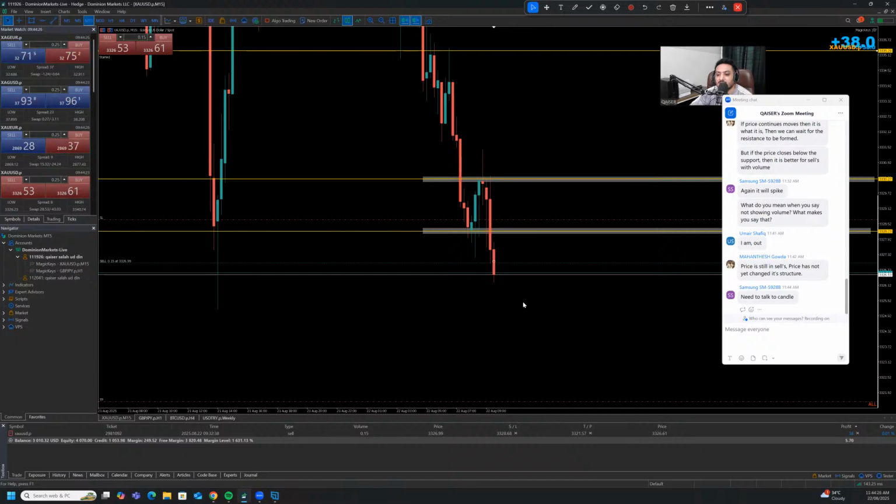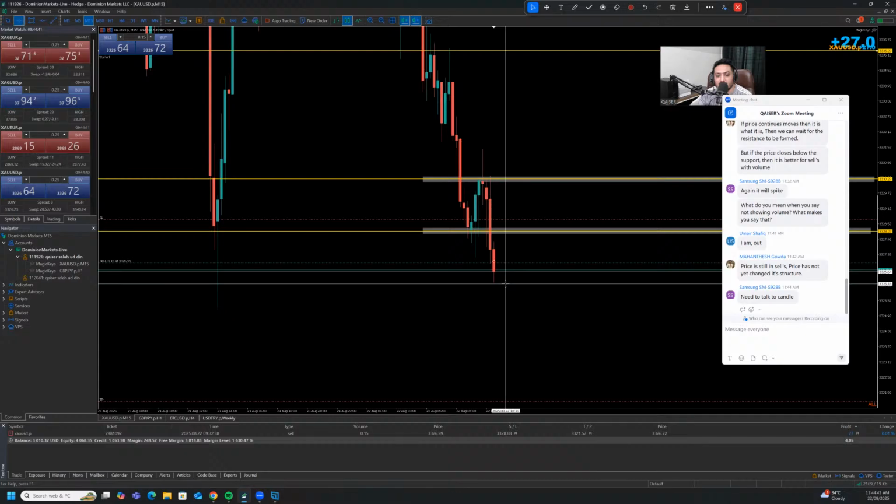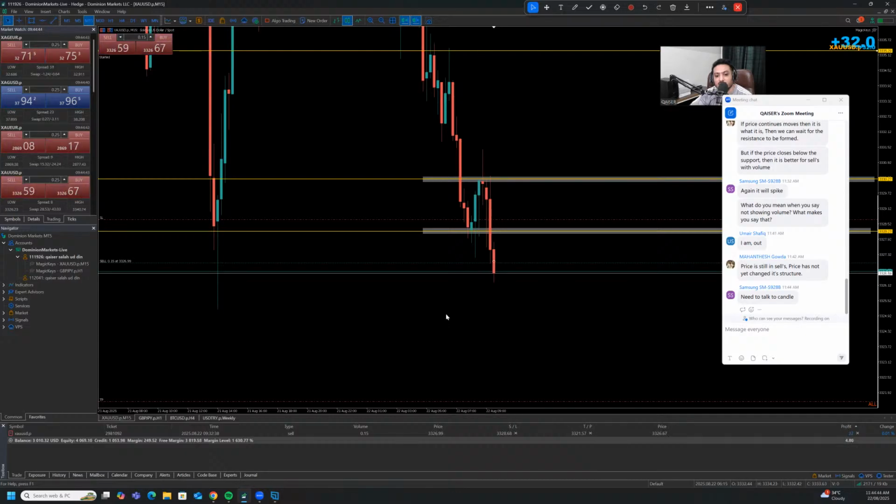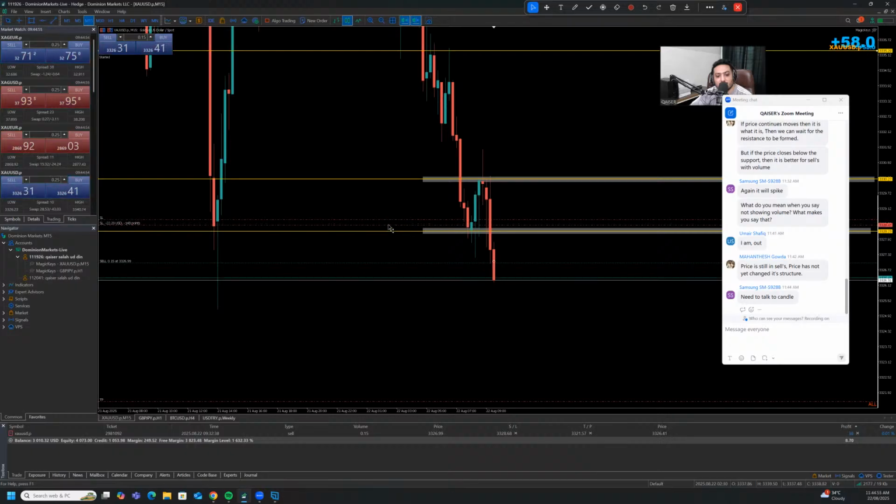Price is still in sells. Price has not yet changed its structure. Yeah, exactly. So the 50 minutes is just about to close. If this 50-minute candle closes in a bearish way, it could be a beautiful thing. Then the next candle creates a wick, breaks the low, and could continue pushing to the downside. So we'll see. Bring my stop loss a little lower. Here we go.